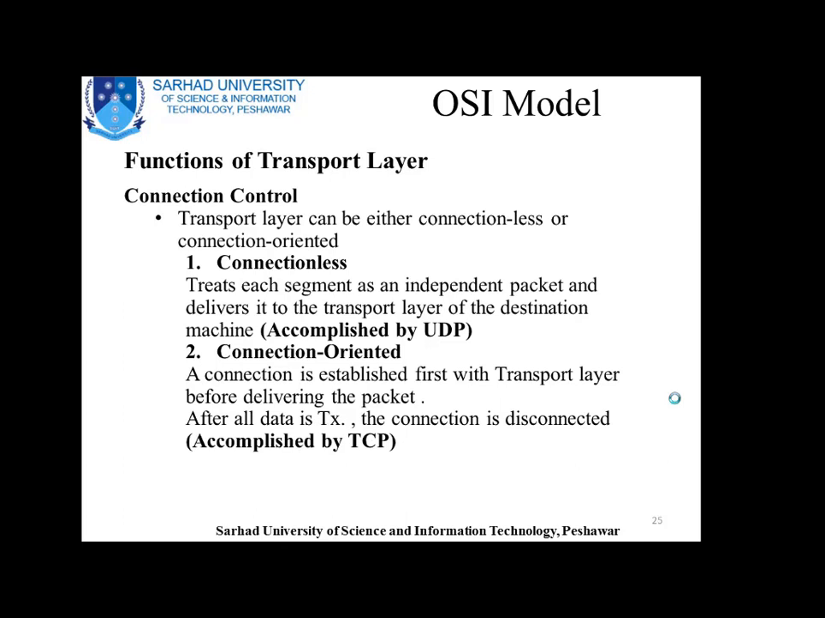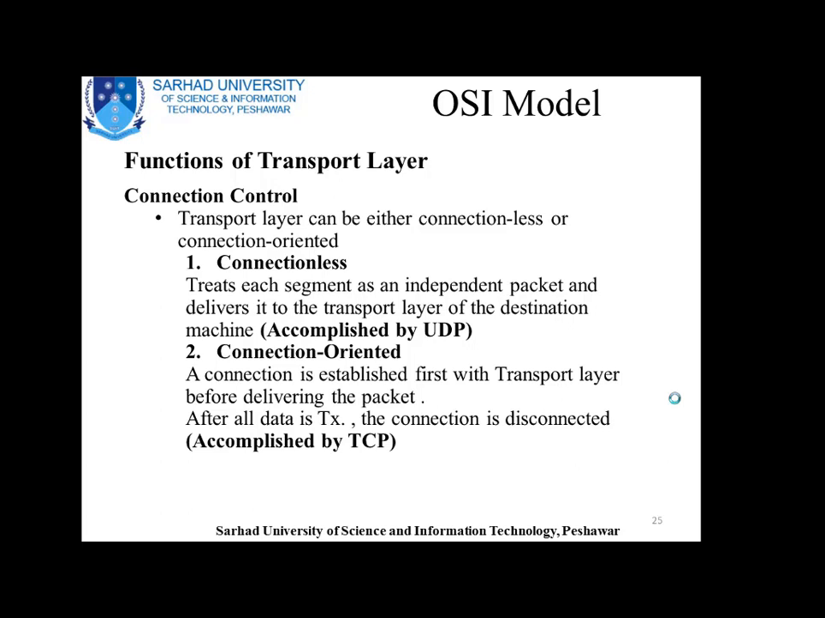Other important functions, as we have already discussed, that transport layer is basically the bridge. So it has to ensure the reliability, so it will be working with both of the ends. So to make it a good and reliable communication, the function is known as connection control. The communication between a transmitter and the receiver can be done in two ways. One is connectionless, and another one is connection oriented.